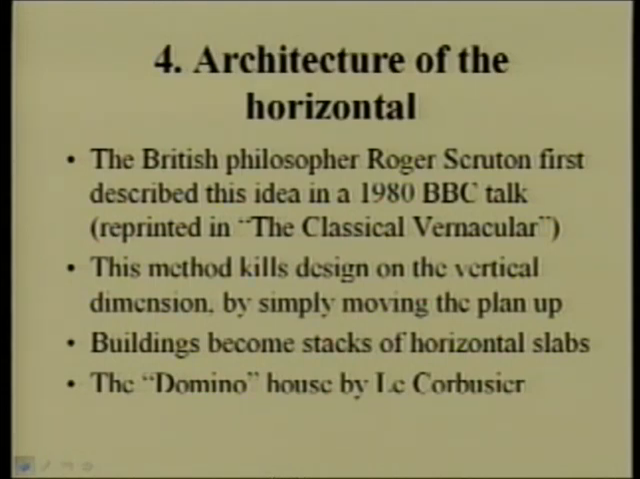Architecture of the horizontal. The British philosopher Roger Scruton, who is also an architectural and art critic, described this idea in a 1980 BBC talk, which is reprinted in his book, The Classical Vernacular. So what he said is that modernist buildings tend to be horizontal slabs and horizontal windows. And he said there's something fundamentally disturbing about this. Well, I agree entirely. With the vertical pull anti-gravity model, I am able to explain why this is so profoundly disturbing.